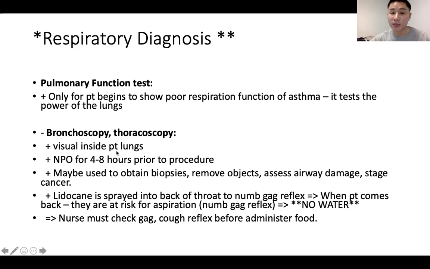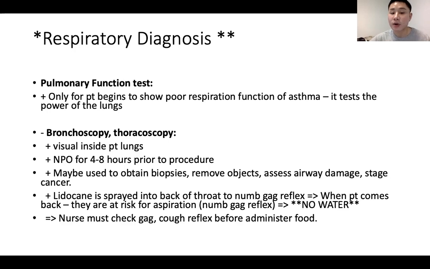Next, we have bronchoscopy and thoracoscopy. This test is used to visualize the patient's lungs. For this test, the patient must be NPO for at least 48 hours prior to the procedure. It is really important that the patient is NPO prior to this procedure. It may be used to obtain a biopsy, remove an object, assess airway damage, and stage cancer. So these are the indications of these tests.